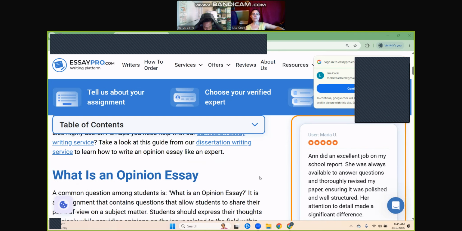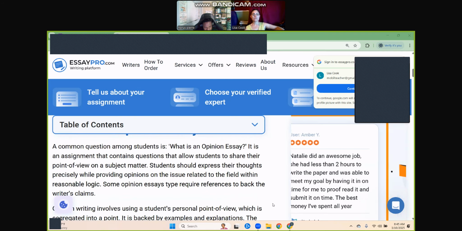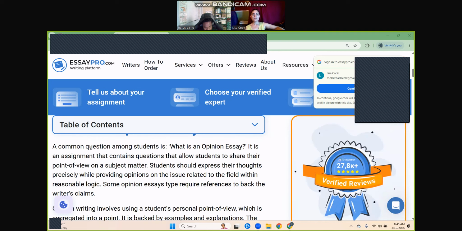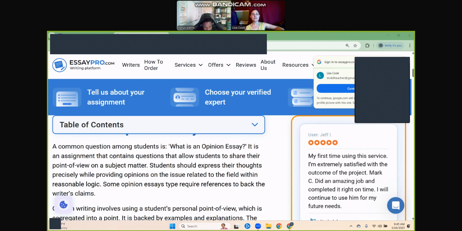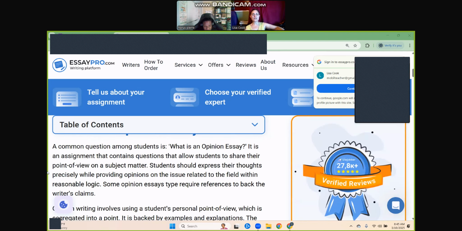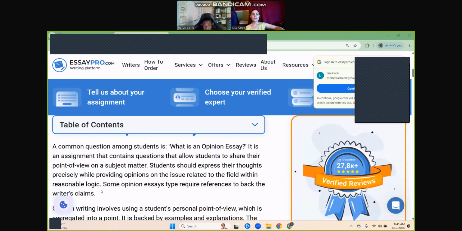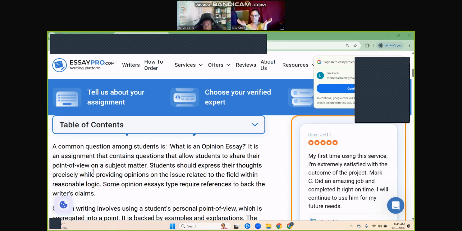What is an opinion essay? It is an assignment that contains questions that allow students to explore their point of view on a subject. Students should express their thoughts precisely while providing opinions on issues related to the field within reasonable logic. Okay. So once again, you have to stay within that topic.